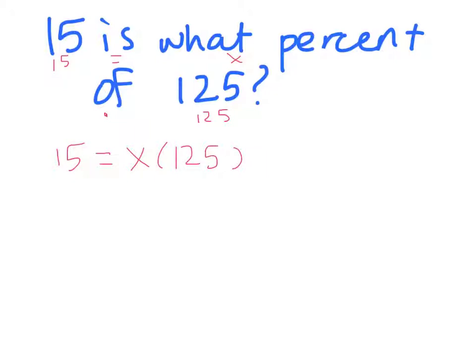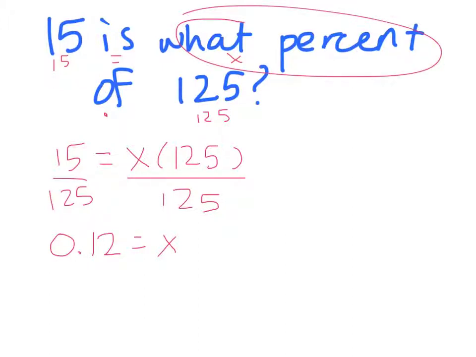And then I'm going to solve my equation. So I divide both sides by 125. And I get over here 0.12 equals x. But remember, it says what percent? So I have to take this, change it into a percent, and my answer is 12%.